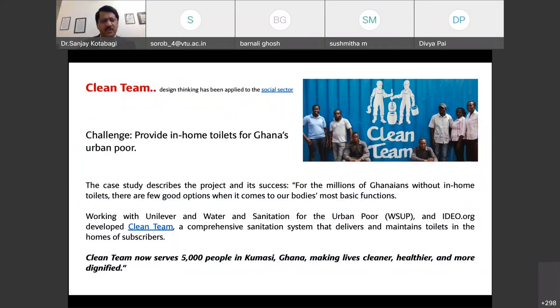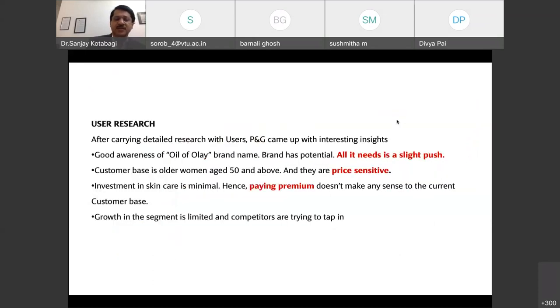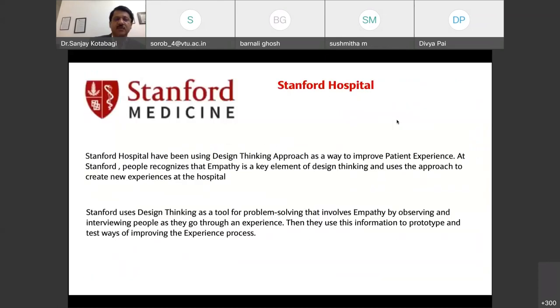There are many examples like this. One more is Clean Team in Southern Africa, where people designed a very unique sanitation system to provide every house with water and sanitation. They called it Clean Team, and they served 5,000 people in Ghana to come out of this particular problem. P&G is one more brand which really used this. I'll not go deep into it, but you can log into their websites and try to understand how the design thinking principle worked for them. Another is Stanford Medicine, Stanford Hospital, which used design thinking as a tool for problem solving involving empathy, mainly to enhance the experience of patients in that hospital.